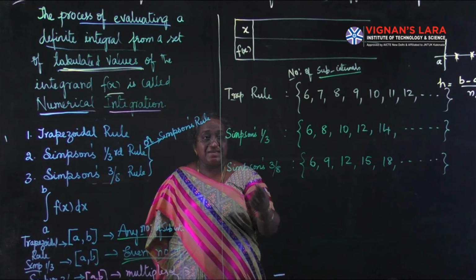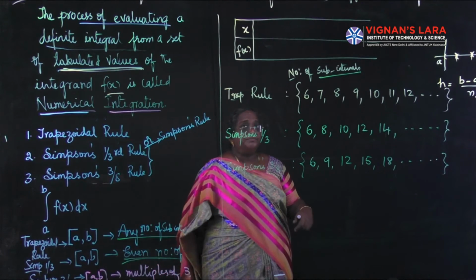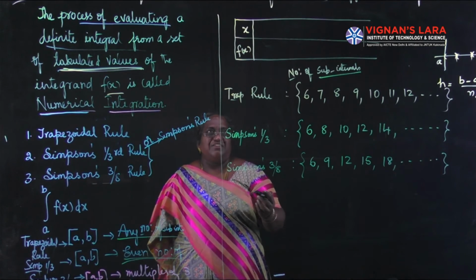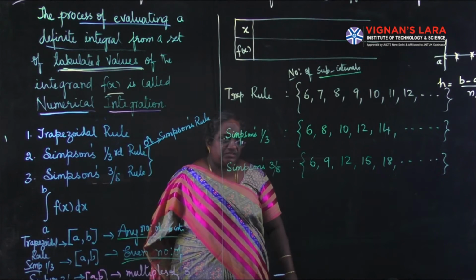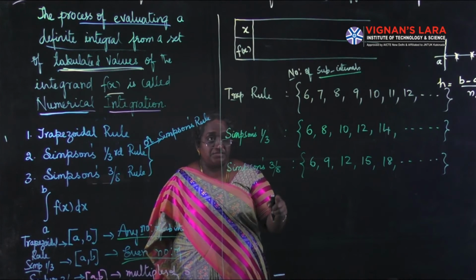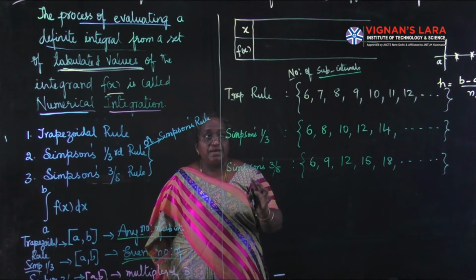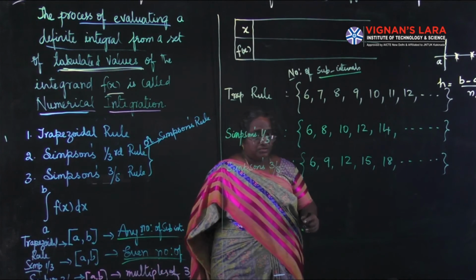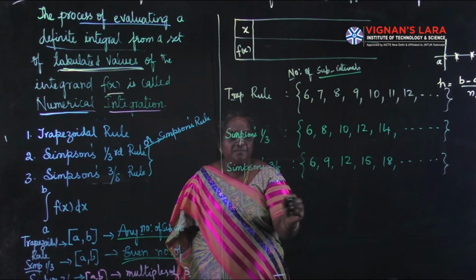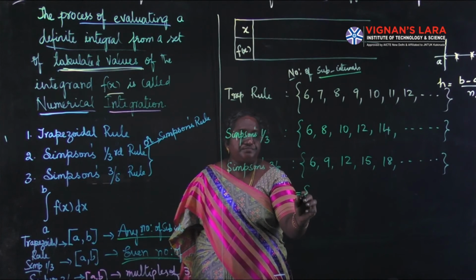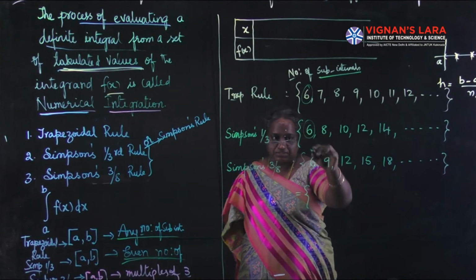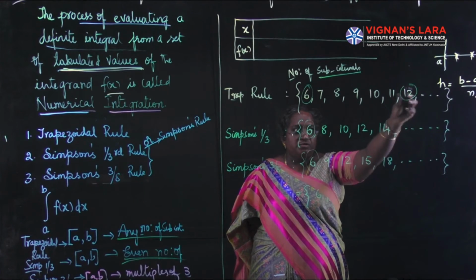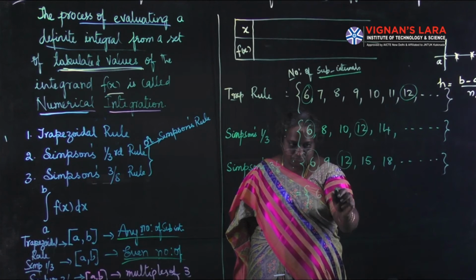Now suppose they ask you a problem using the trapezoidal rule, Simpson's 1/3 and Simpson's 3/8 rule: evaluate the integral a to b of f of x dx. For a single f of x, you have to apply 3 rules. Applying 3 rules means you have to see the common number of subintervals. So what is the intersection of all these 3? The intersection here is 6. Next, what is the other number common to all these 3? It is 12.